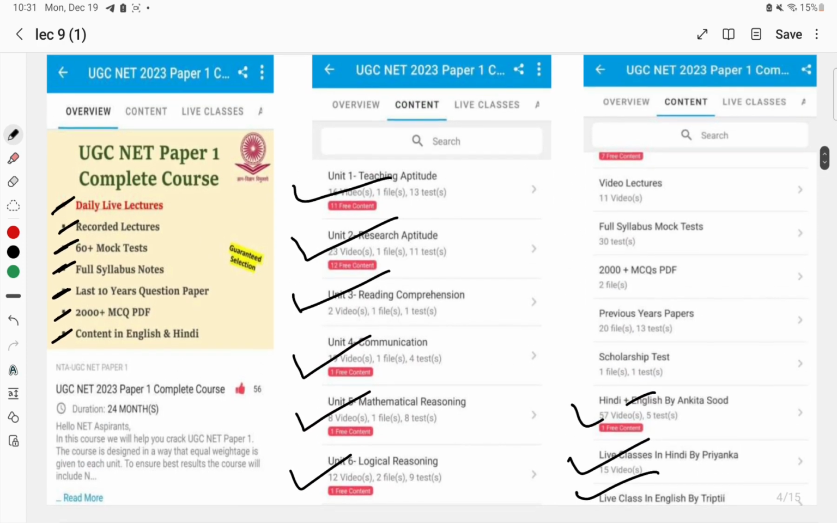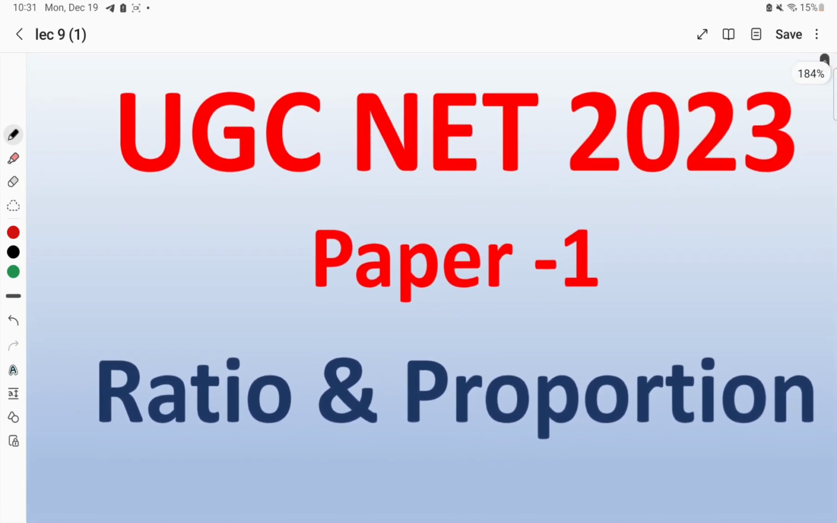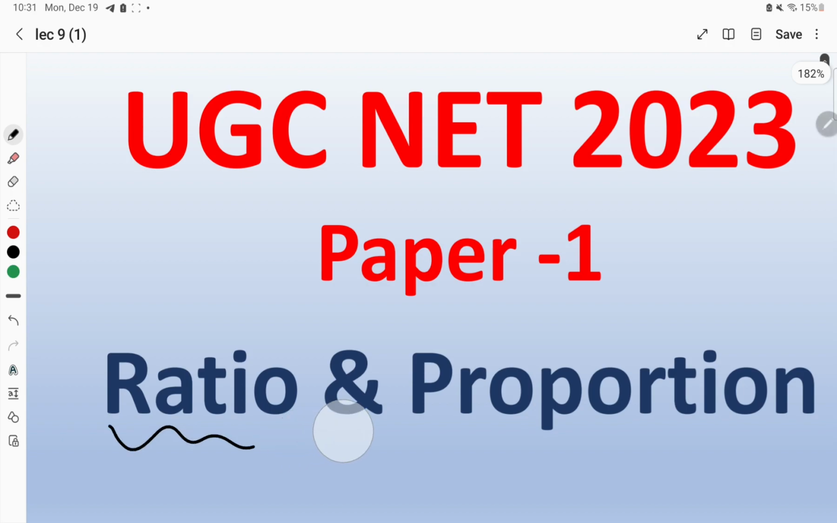So in today's lecture, we'll be discussing a topic named ratio and proportion, and we'll discuss what important formulas we have to keep in mind, what kind of questions can be asked in ratio and proportion, and how to know which given ratio is bigger and which is smaller. All this will be discussed in detail in today's lecture. Let's begin with the first question.